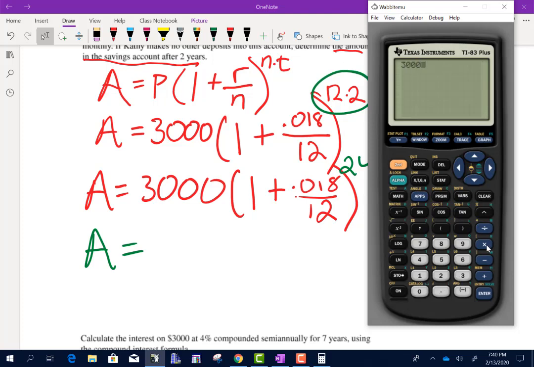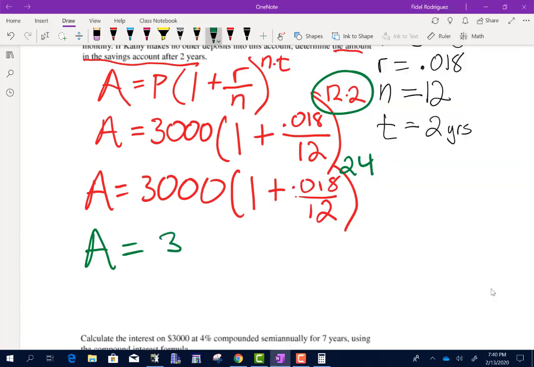I'm going to type in exactly as I see it. So I see 3,000 times, then I see parentheses, so I'm going to put those there. 1 plus, then I see 0.018. That number is being divided by 12. I'm going to close off my parentheses, and then that's being raised to the power of 24. And I'm going to hit enter. And so the amount of money that we have looks like it's $3,109.88.